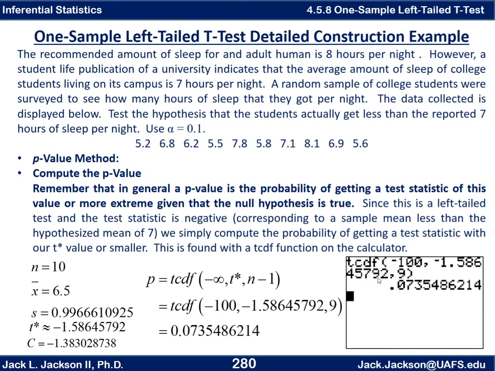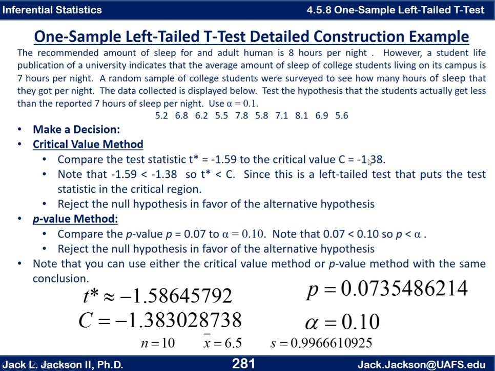So here's the calculator screen, at least for the TI-84. Since I'd stored this as t, I could just go t-CDF negative 100 comma t comma 9 and save myself a little typing of all these digits again, since I saved it earlier. But anyway, there's a p-value. Now we're going to compare p to alpha to make our conclusion. So let's make our conclusions now.